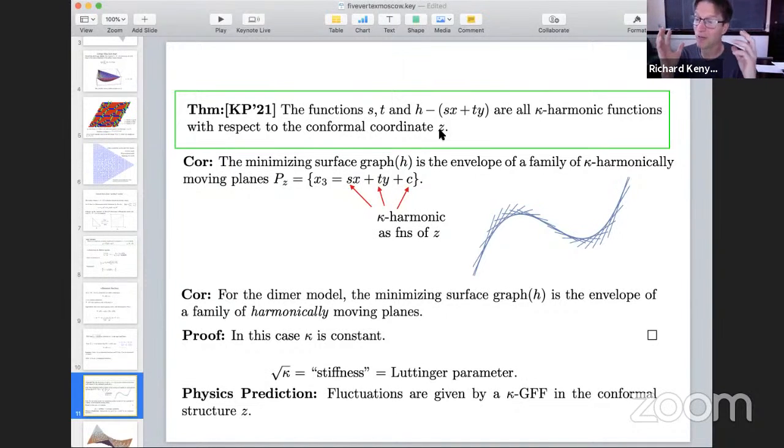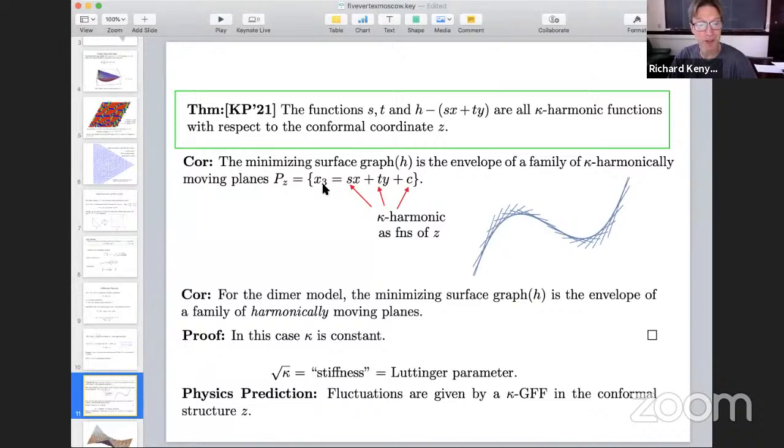So what you find is that once you rewrite the minimization equation in terms of the conformal coordinate Z, everything becomes simple, in the sense of being harmonic, Kappa harmonic. Right, and as a corollary, what are these quantities S, T, and this one? This is like the intercept of the tangent plane. So let me explain. If I want to describe the minimizing surface as the graph of my function H, H is my height function. I think of its graph, which is now a surface in R3, and I can present that graph as the envelope of its tangent planes.